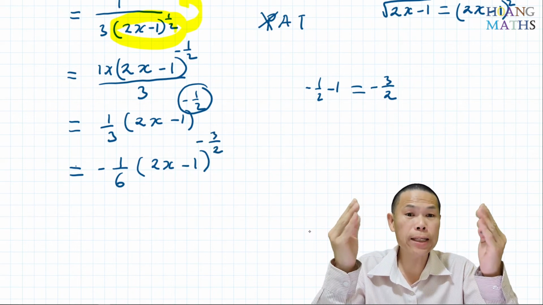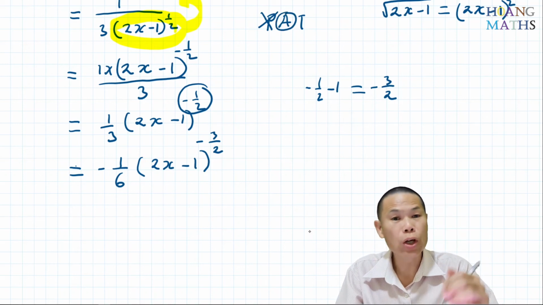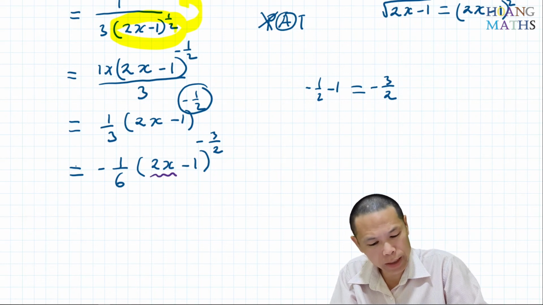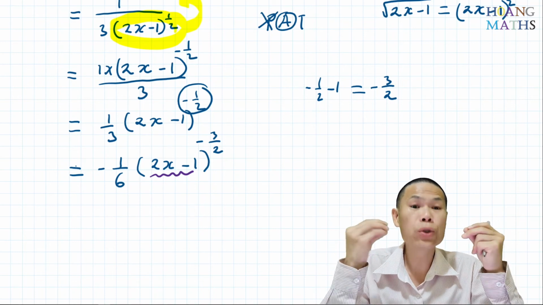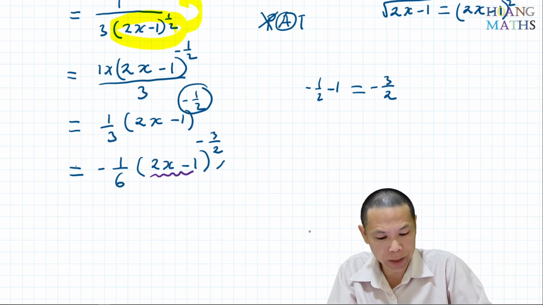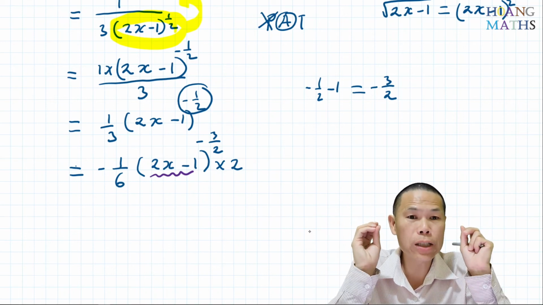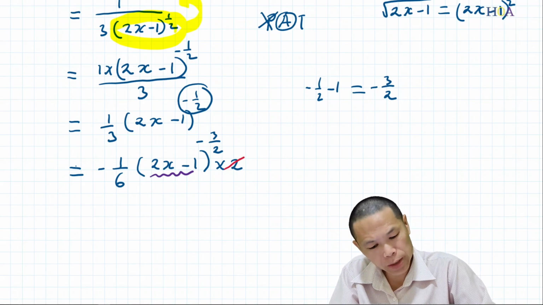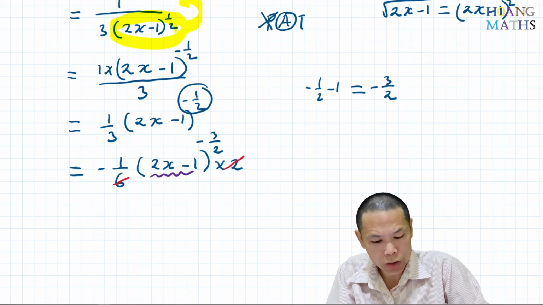Don't forget, we only differentiated the power. Then we have to differentiate the angle. The angle is this one here. Differentiating 2x minus 1 gives me 2, so don't forget to times 2. That's it, done. Now I just need to simplify this. You can see this 2 and 6 can both be divided by 2, so that gives me 3, and 2 leaves you with 1.